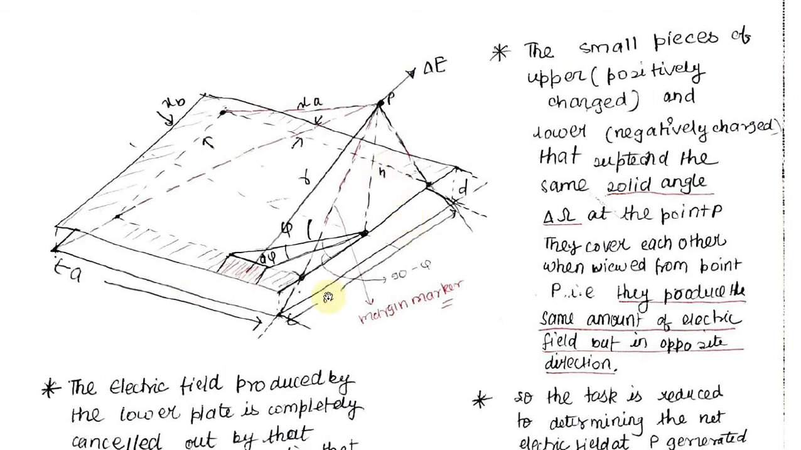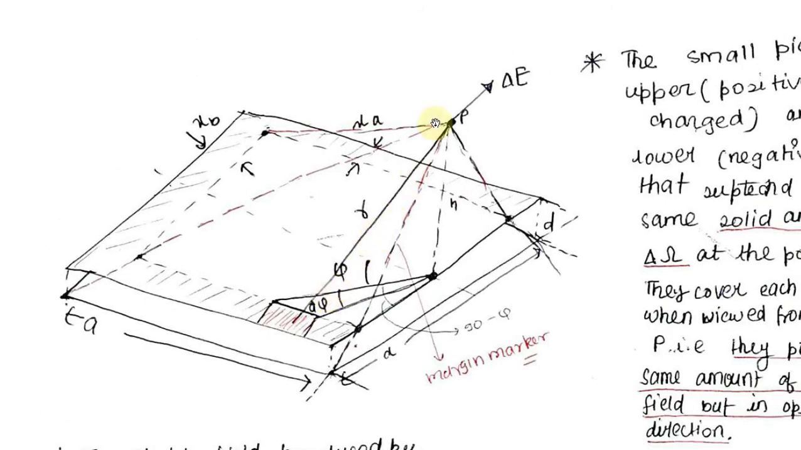Here I will show you in a zoomed way. You can see that these red lines are the margin markers. If I join all the edges of the lower plate, this edge, this edge, this edge, to the point P, I can see that not the whole of the upper plate is covered. It means that some margin is left. From the diagram you can see that these margin markers tell you this amount of upper plate is left, and this amount of upper plate is left.